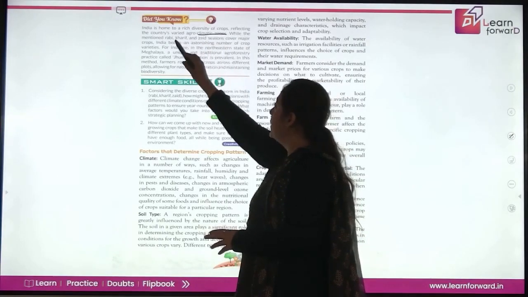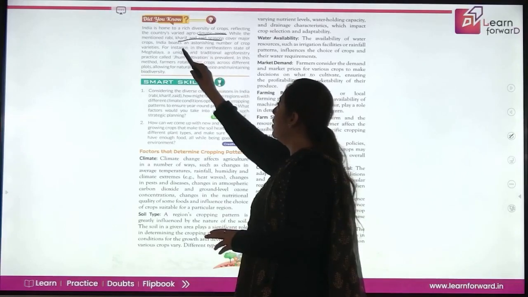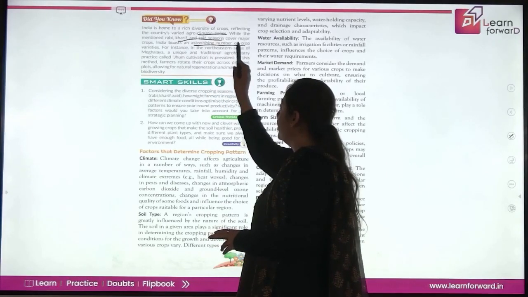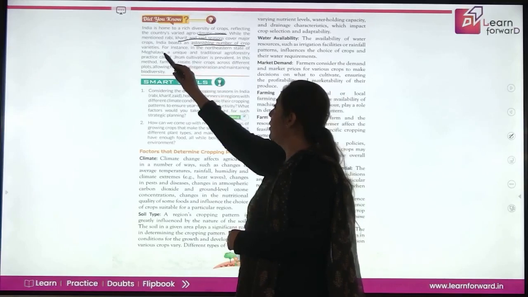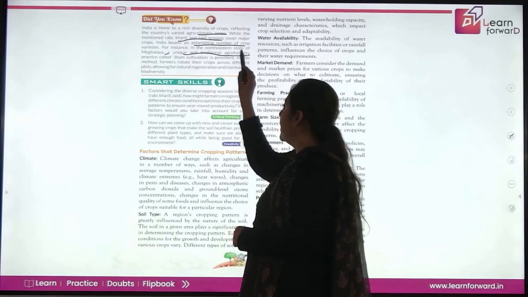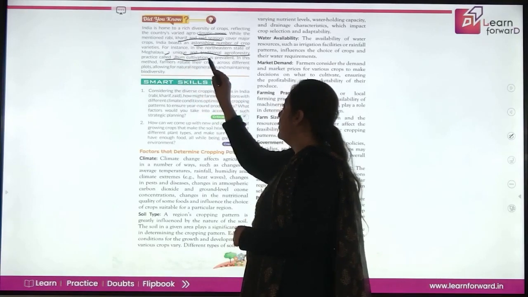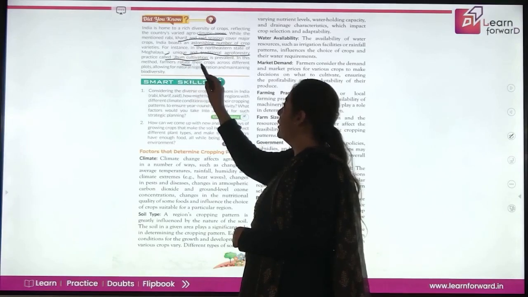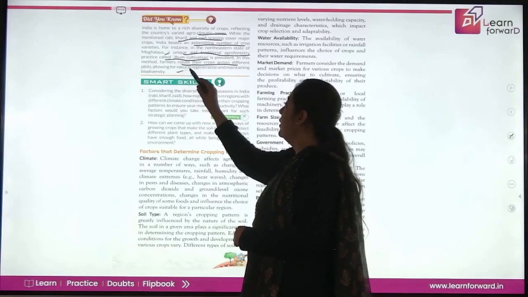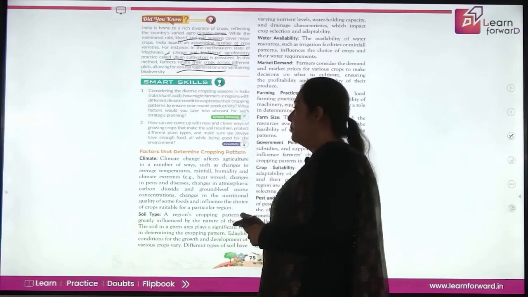While the mentioned Rabi, Kharif, and Zaid seasons cover most crops, India boasts an astonishing number of crop varieties. For example, in the northeastern state of Meghalaya, a unique and traditional agroforestry practice called jhum cultivation is prevalent. In this method, farmers rotate their crops across different plots, allowing for natural regeneration and maintaining the biodiversity.